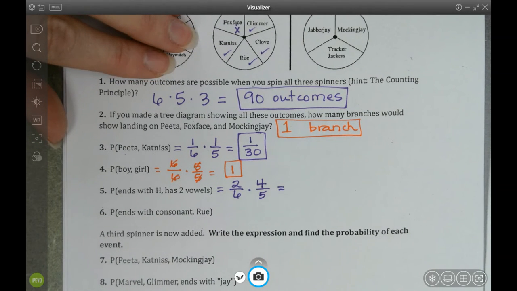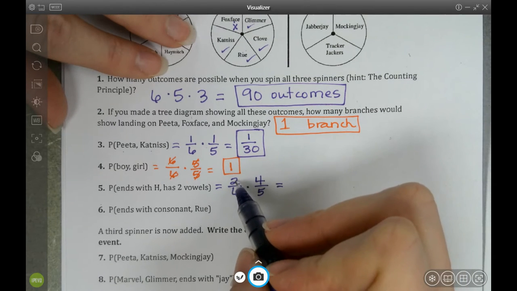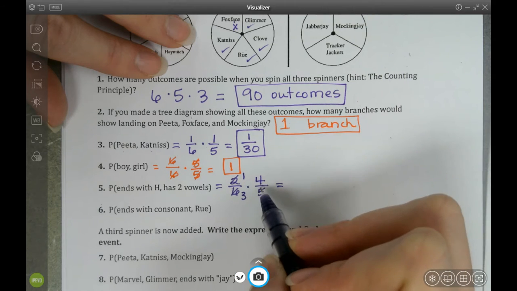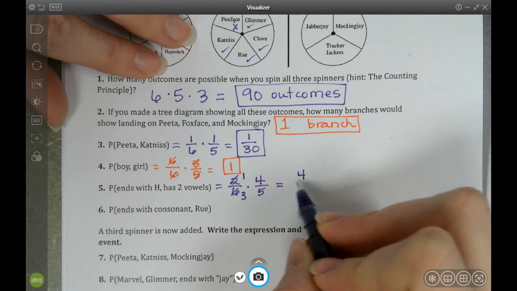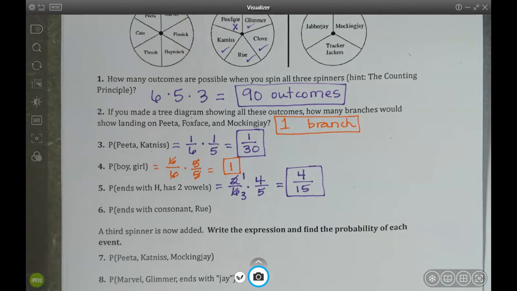Okay, you can multiply and then simplify, or you can simplify first. 2 and 6 are both divisible by 2. So I'm going to make that 1 and 3. 1 times 4 is 4. 3 times 5 is 15. So that's going to be 4 out of 15.